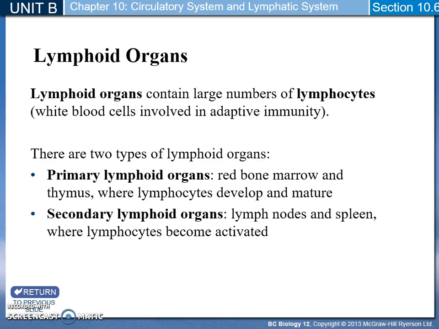As far as the lymphoid organs go, they contain large numbers of lymphocytes, which are white blood cells. And there are two types of lymphoid organs: the primary and the secondary. The primary would be the red bone marrow and the thymus, and this is where the lymphocytes develop and mature. Then we have the secondary lymphoid organs, and these would be the lymph nodes and the spleen, and this is where the lymphocytes become activated.